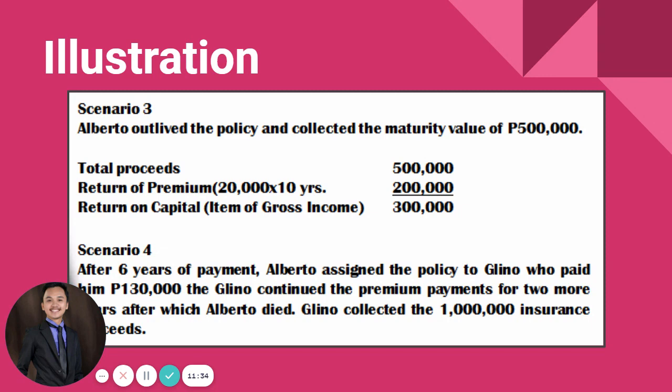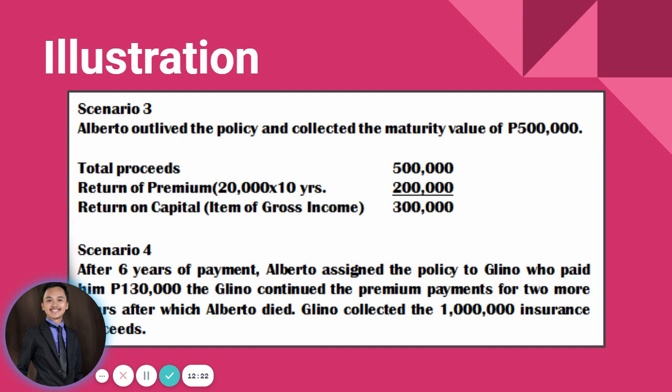Okay, Alberto. Another scenario 4. What if after 6 years of payment, Alberto assigned the policy to Glino, who paid him 130,000? Then Glino continued the premium payments for 2 more years, after which Alberto died, Glino collected the 1 million insurance proceeds. So unfortunately, on the point of view of Alberto's heirs, when Alberto died after 8 years, the ones who will be receiving the proceeds will no longer be the heirs of Alberto, but rather it's already Glino because Alberto has assigned his insurance to Glino for 130,000.